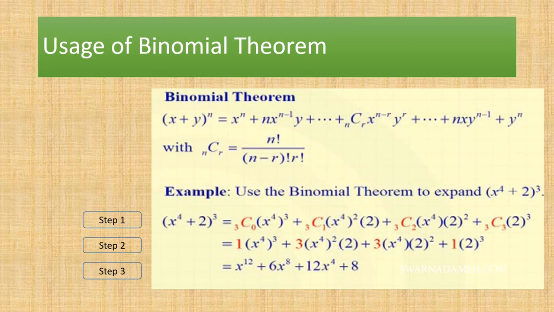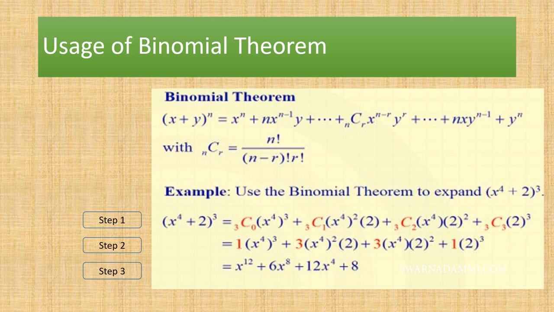Let's see how we can use the binomial theorem as a practical example. First, write the binomial theorem for (x plus y) to the power n. This time I have changed the binomial to another two terms, x and y, separated with a summation plus sign. Sorry, x plus y. Power here is 1.